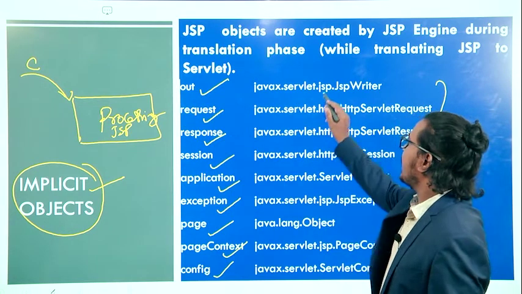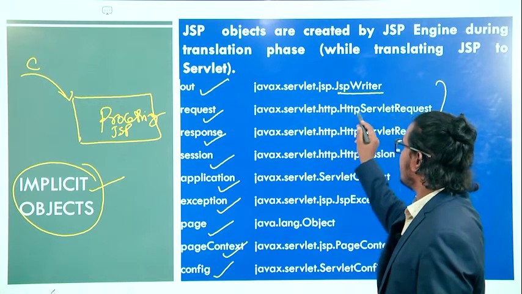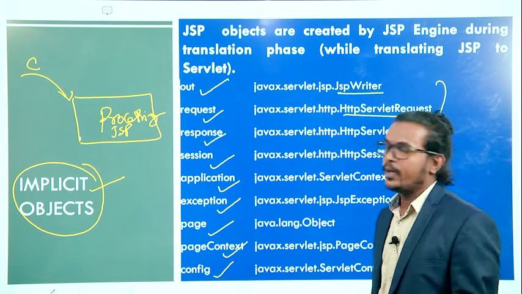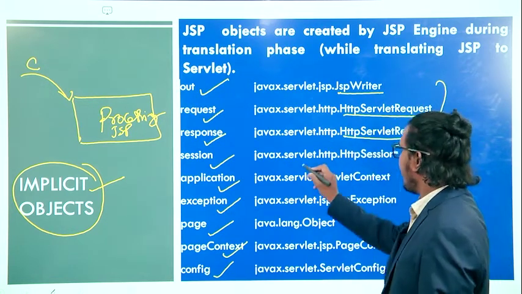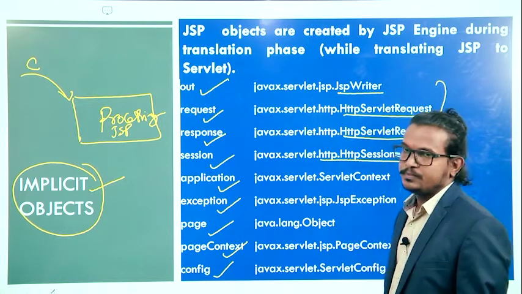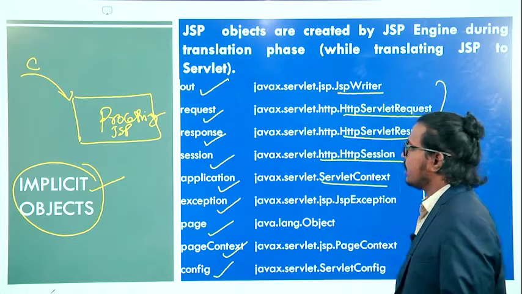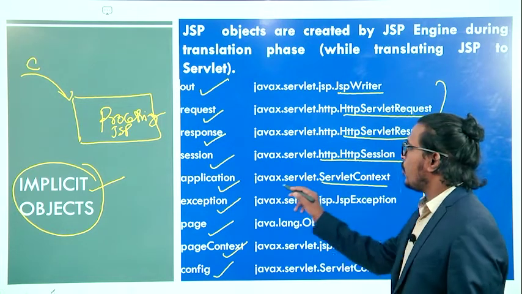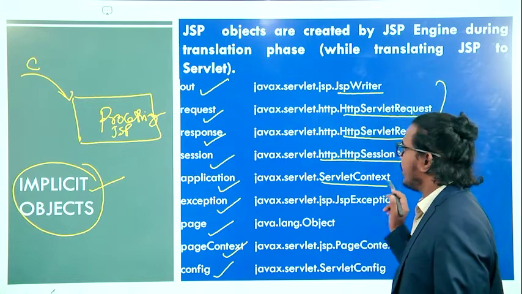So what is the first package? Here we are using the JspWriter first, next we are using the HttpServletRequest, then the HttpServletResponse, then for session we are using the HttpSession. Clear? For application we are using the ServletContext. For the application object we are importing the package called javax.servlet.ServletContext.